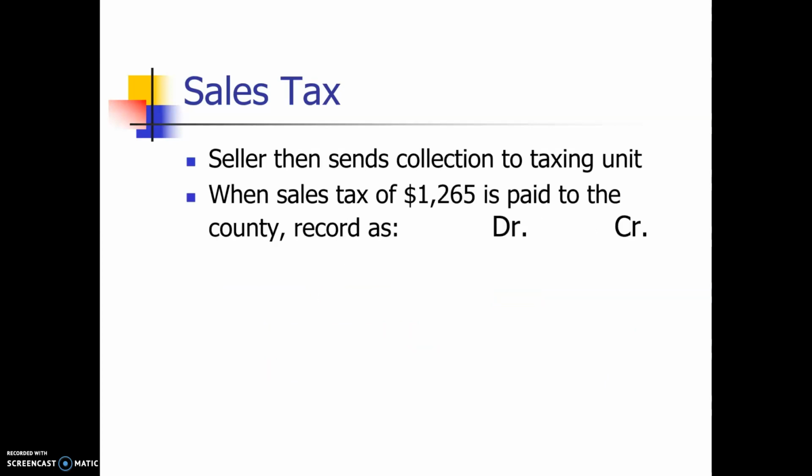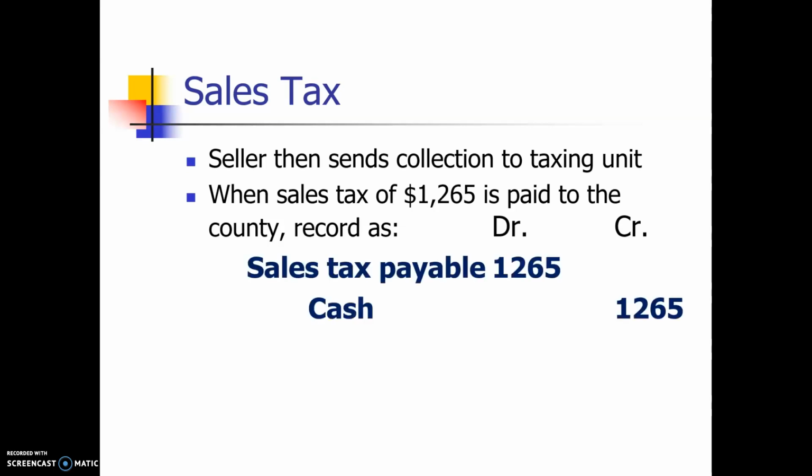And then at a certain point in time, we're going to send in the money that we've collected from our customers in sales tax. We're going to send that in to the government. And so we record that just like any time we're paying off a liability. We debit the liability. In this case, we debit sales tax payable and we credit cash.